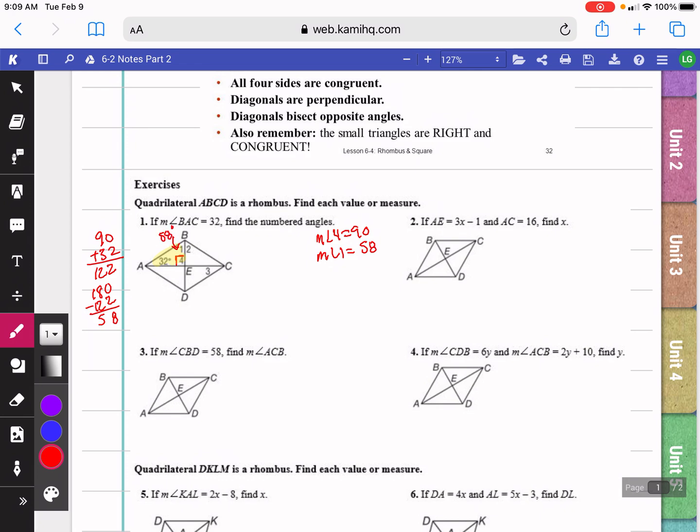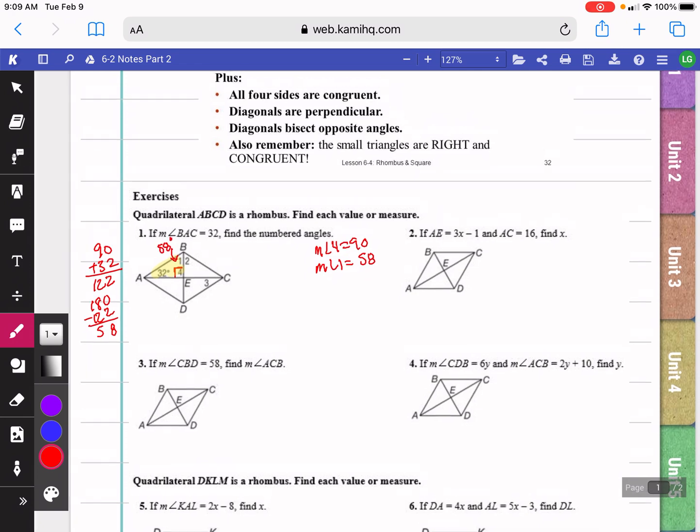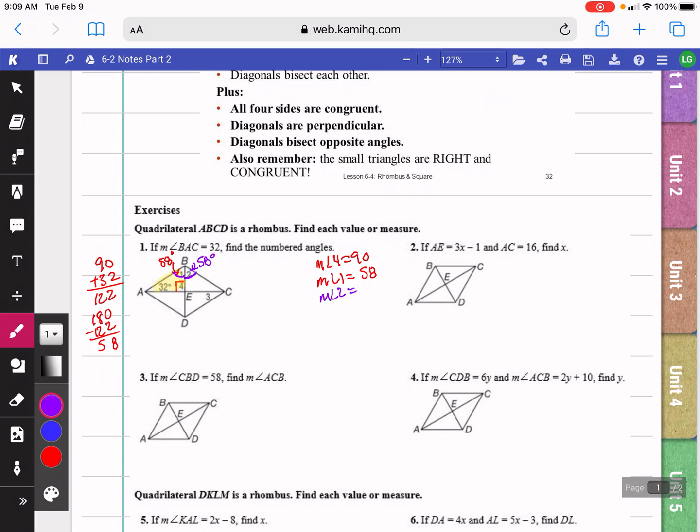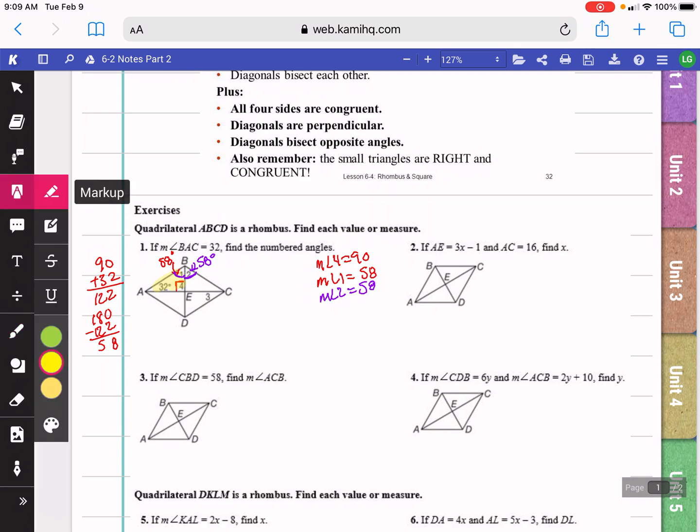And since we learned that these diagonals actually bisect those corner angles, angle 1 and angle 2 are actually congruent. So angle 2 is also 58 degrees. Here we also want to know angle 3. Well, these create similar triangles. So this triangle over here is similar to the one on top.